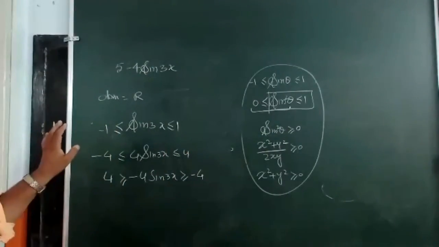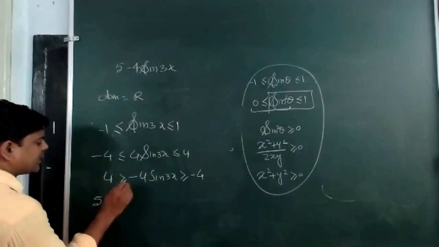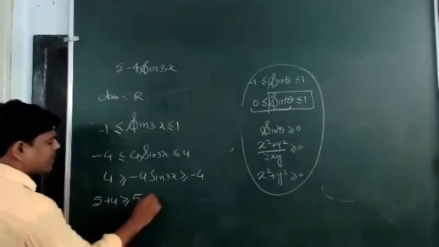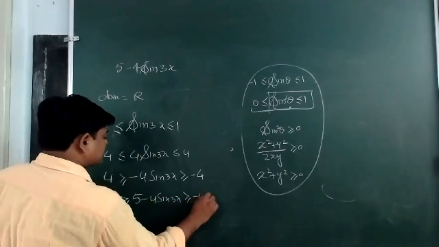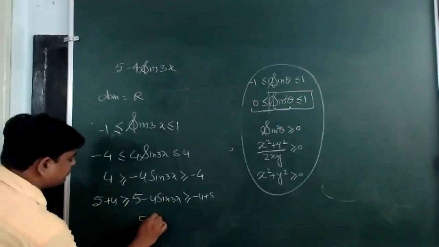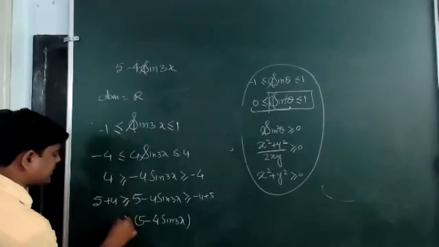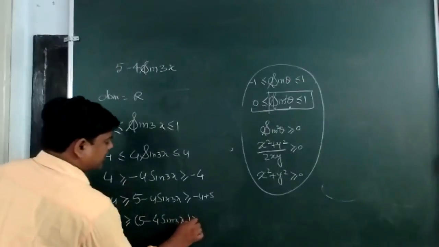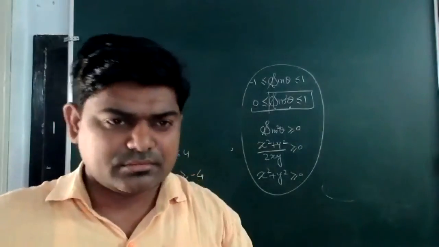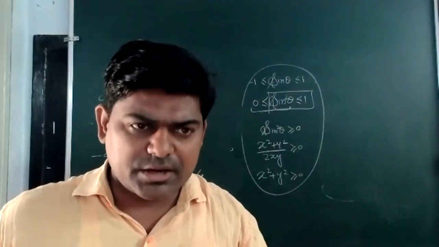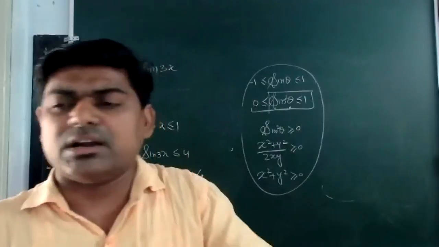The problem is there. Now add 5 everywhere. So 5 plus 4 is greater than or equal to 5 minus 4 sine 3x, which is greater than or equal to -4 plus 5. So what am I having? 5 minus 4 sine 3x is less than or equal to 9 and greater than or equal to 1. So the range will be the closed interval 1 to 9. Am I correct? Say yes or no. The rest of the part I will discuss tomorrow.